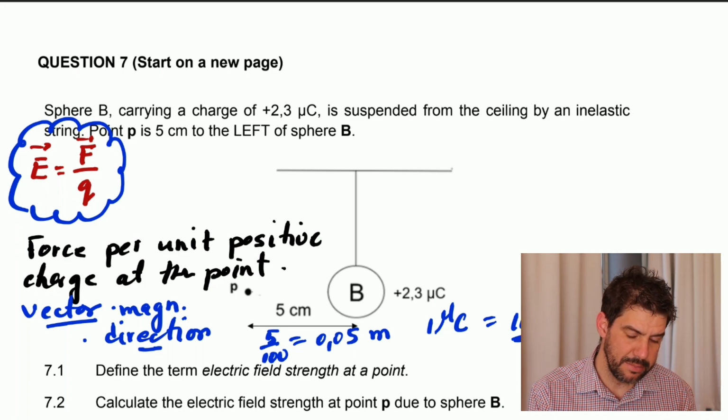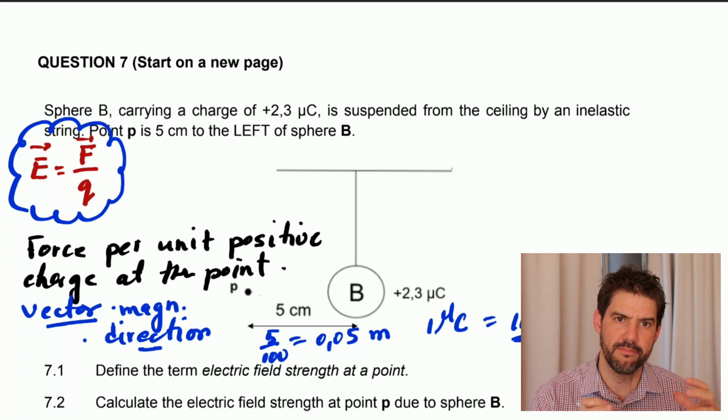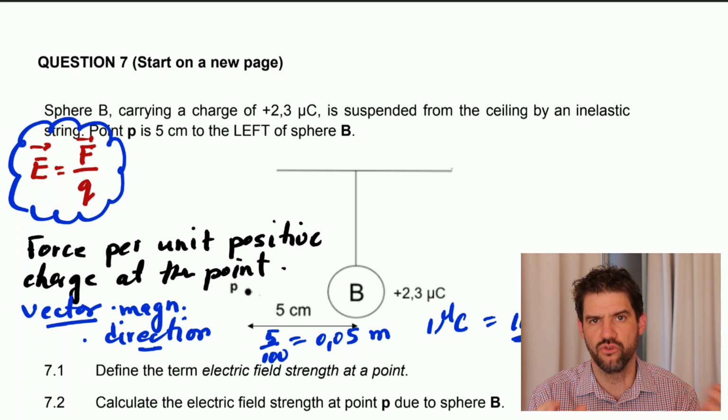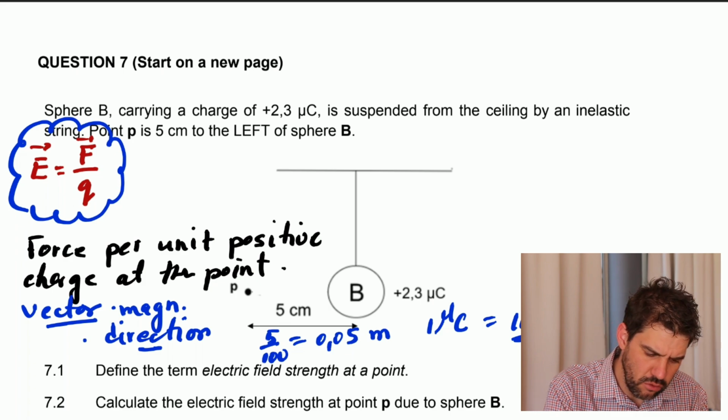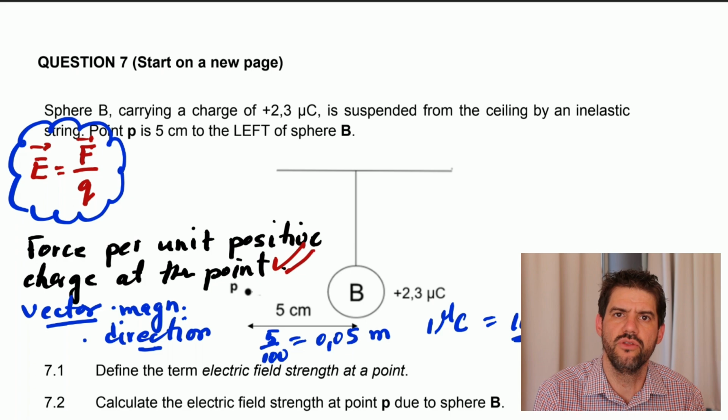The symbol is capital E, which is force divided by charge. We read it as force per unit positive charge. The part about positive is important, otherwise you won't get the mark. There are 2 marks for the definition, guys, which is given to you in the formula. So you shouldn't make that mistake.